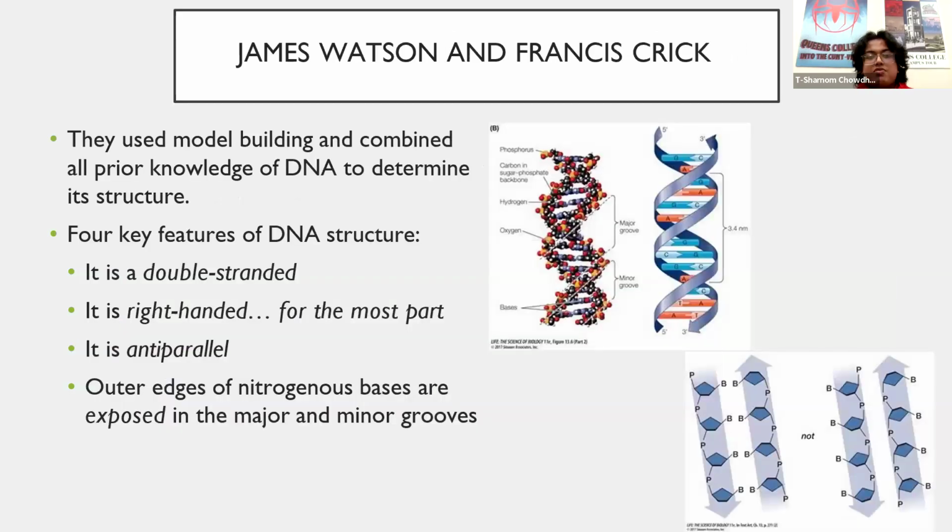And then James Watson and Francis Crick used model building and combined prior knowledge to determine the actual structure of the DNA, where DNA is double-stranded, right-handed for the most part, and anti-parallel. One strand is 5' to 3', the other strand is 3' to 5'. And then you have nitrogenous bases that are exposed in the major and minor grooves.